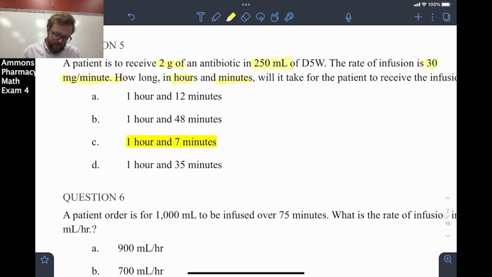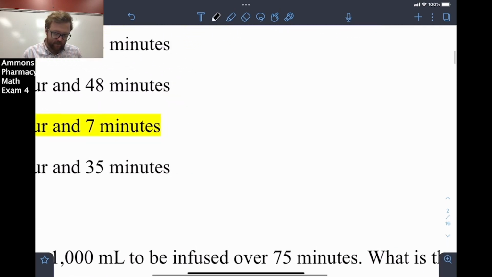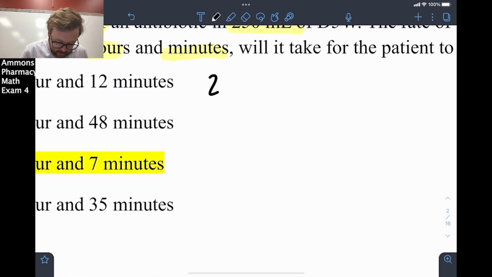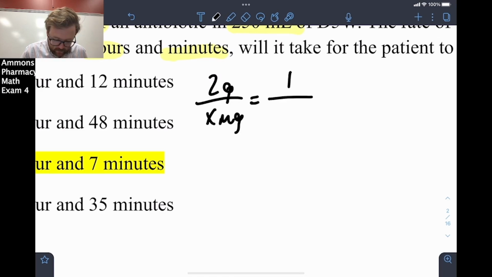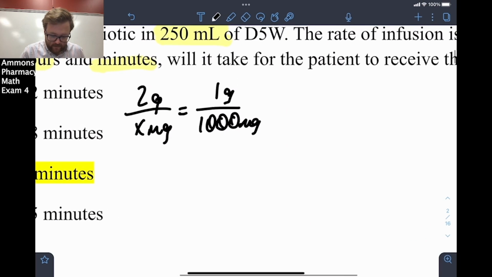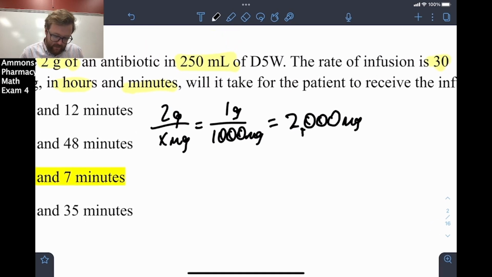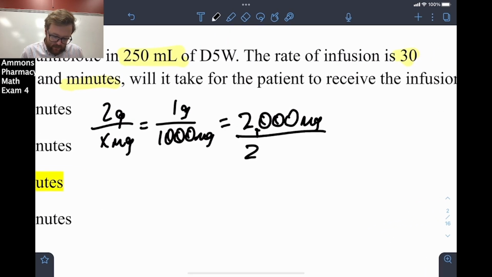Okay, so if it says 2 grams, 250 mils, and it's also saying 30 milligrams per minute, I know I'm going to need to convert to milligrams. So 2 grams is how many milligrams? Well, we know it's 1 gram per 1,000 milligrams. 2 times 1,000 is 2,000 milligrams. In how many mils? It is in total 250 mils.